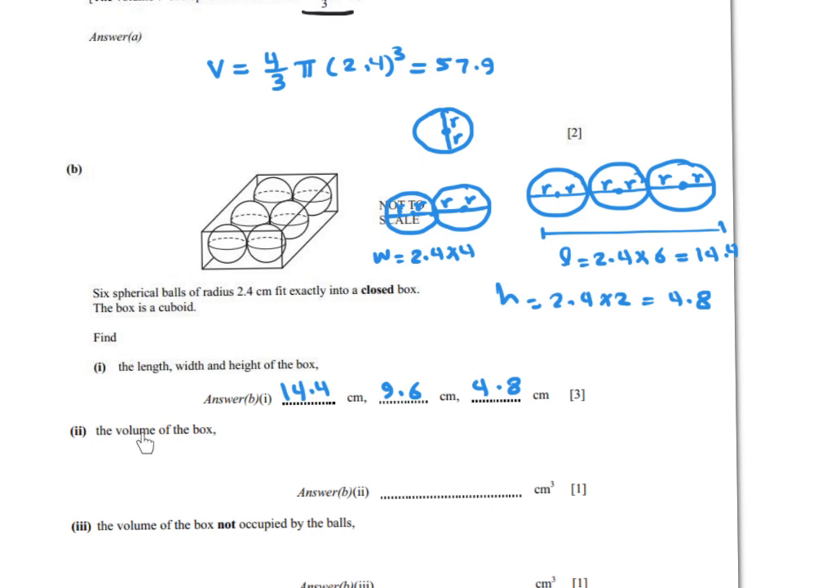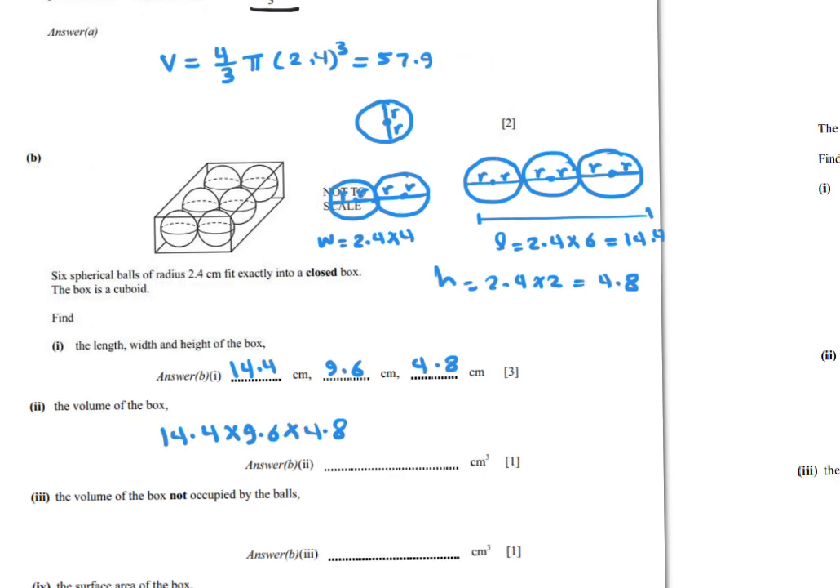Now for part two, to find the volume of the box, the volume of the cuboid is length by width by height. So 14.4 times 9.6 times 4.8. So the answer is 663.552 centimeters cubed.